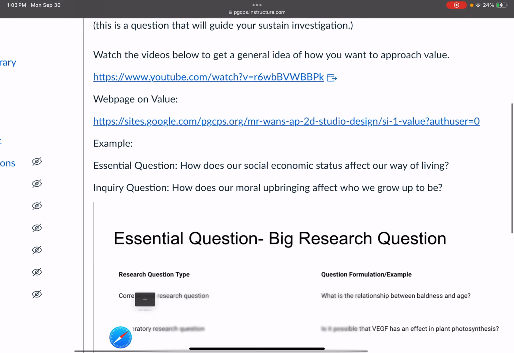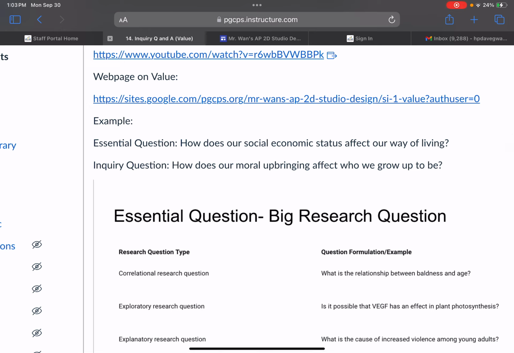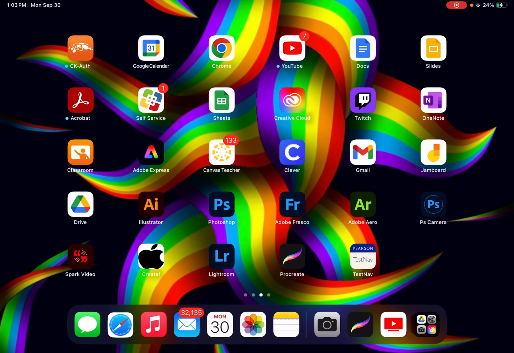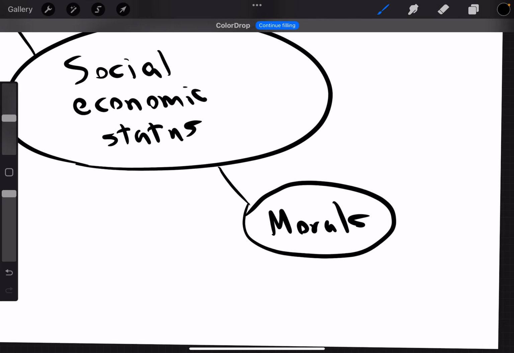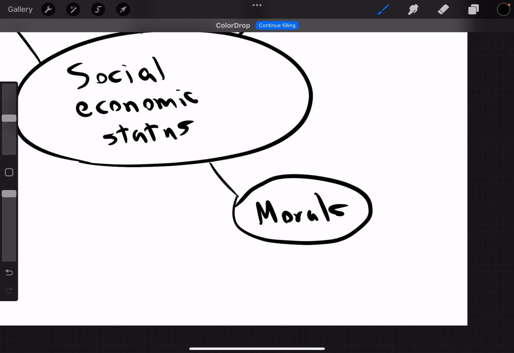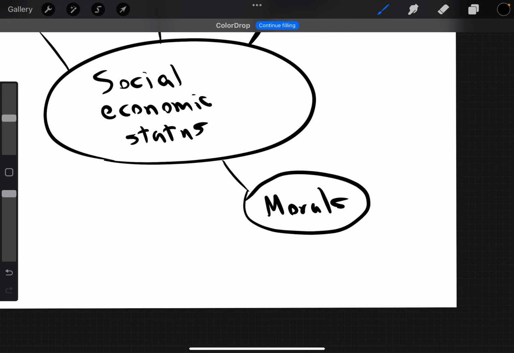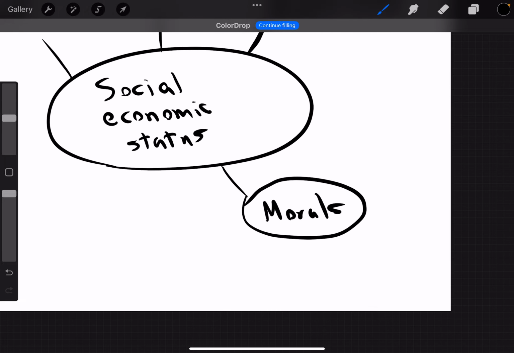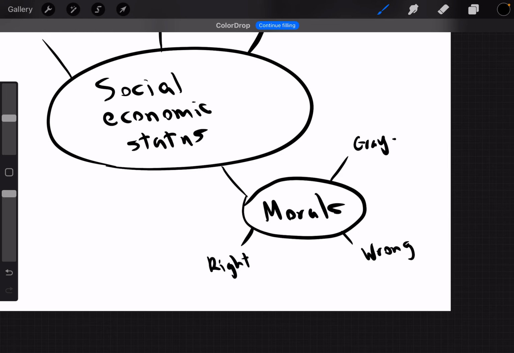So when I changed this into question form, I was thinking about how does our moral upbringing affect who we grow up to be? And this might even be the question I want to use. We're just using it as a starting point. So morals. Obviously, you think about morals: what is right and what is wrong. And then sometimes the moral areas have some gray areas as well.